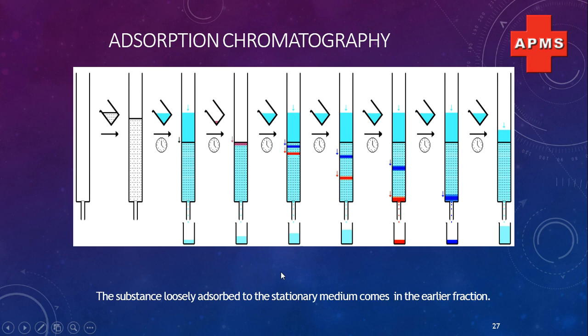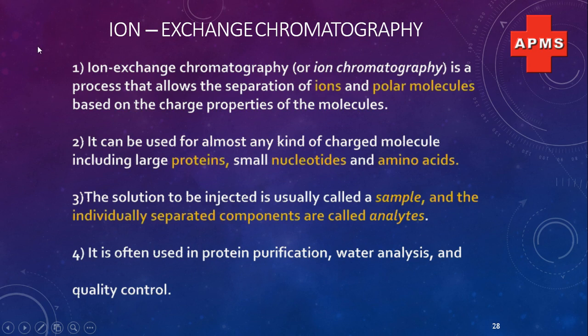So it is, we can say, column chromatography or liquid chromatography where adsorption is taking place. Now ion exchange chromatography. Ion exchange chromatography, also called ion chromatography, is a process that allows the separation of ions and polar molecules based on the charge properties of the molecules.